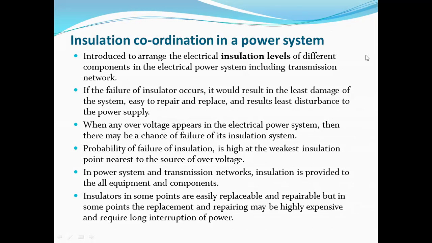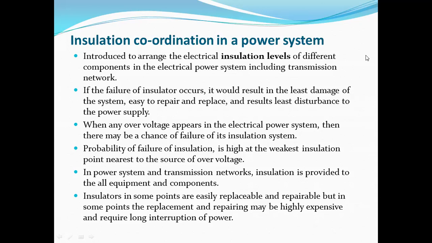If there is any overvoltage in this system, for example if a lightning stroke occurs, then of course the insulation will fail there. The probability of failure of insulation is high at the weakest insulation point nearest to the source of the voltage. That means near the point where the strike happens, the insulation is weak, and there is a chance of failure of that insulation, right?